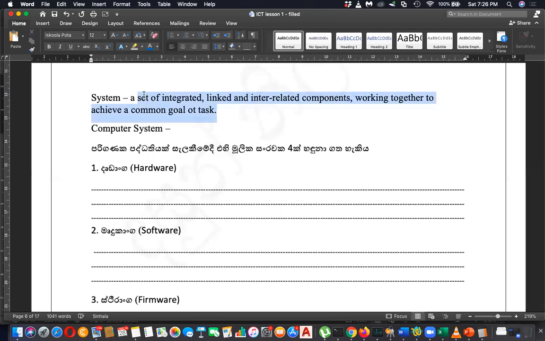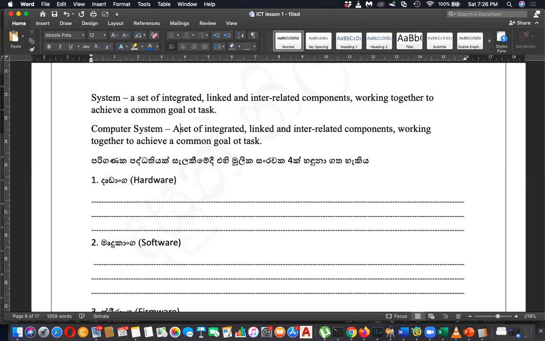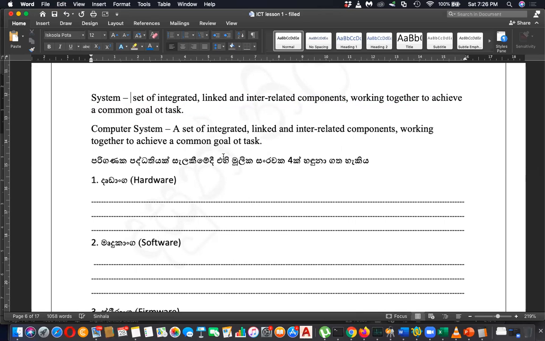Then what is computer system? Same thing. You have to write a set of interrelated components working together to achieve the common goal of... Can you tell me the common goal? What is the common goal of computer system? Computer system එක මොකක්ද කරන්නේ? What is the goal? What is the target? What is the task of computer system?